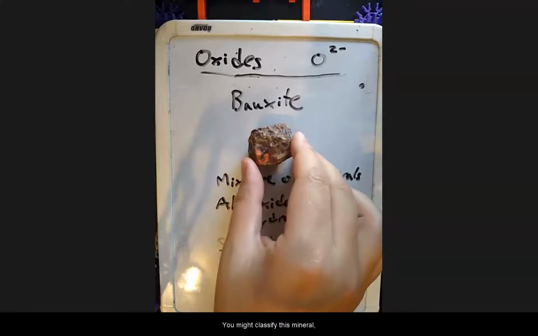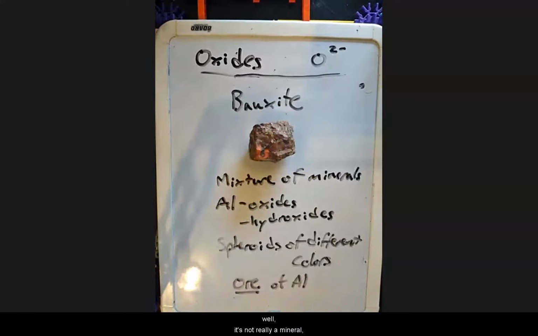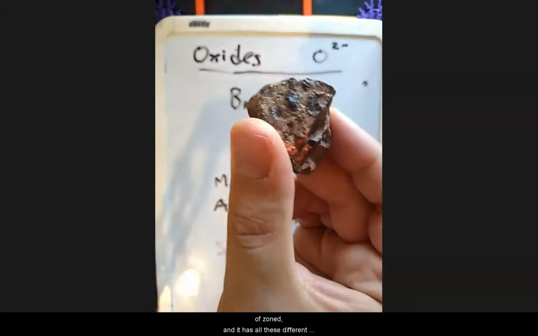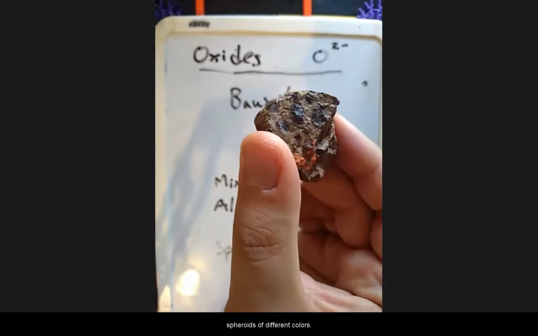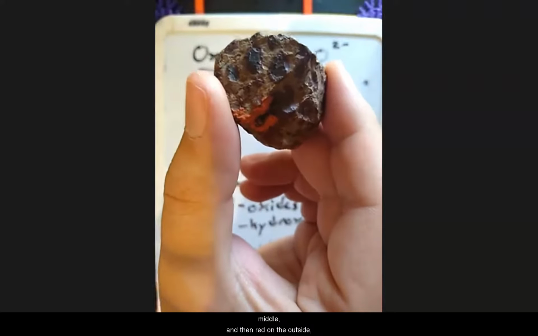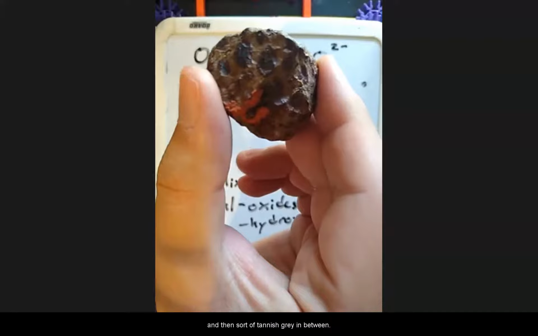You might classify this mineral, well, it's not really a mineral, it's called bauxite, in with the oxides. It's not one mineral, and you can see by looking at it that it looks like it's sort of zoned, and it has all these different spheroids of different colors. These spheroids are maybe dark gray to black in the middle, and then red on the outside, and then sort of tannish gray in between.